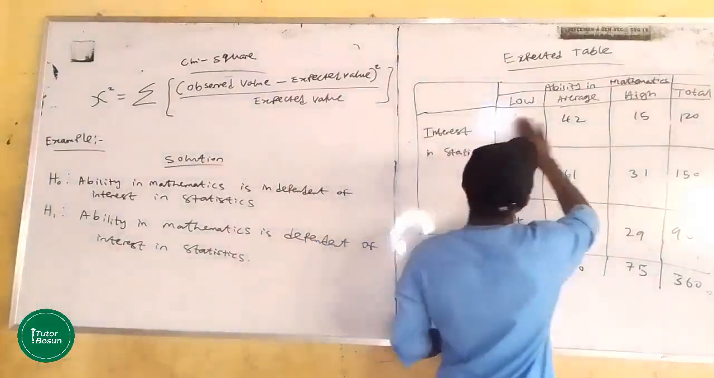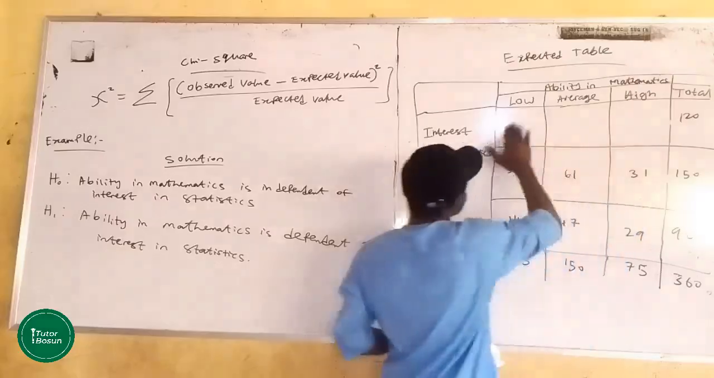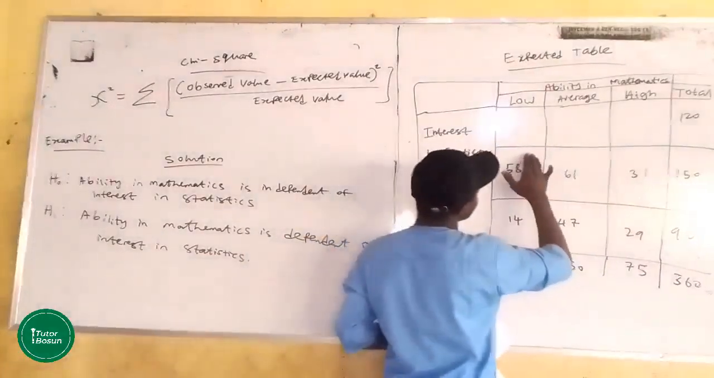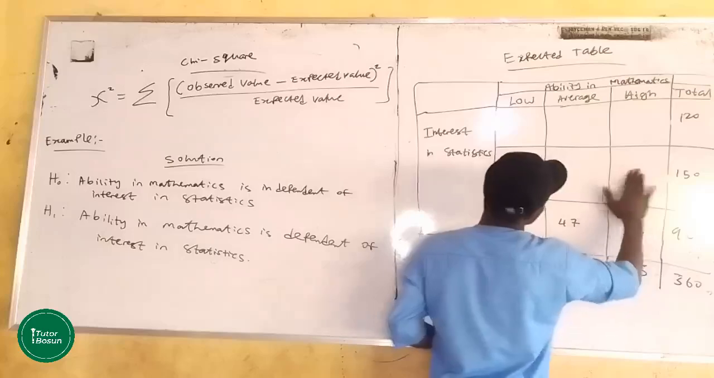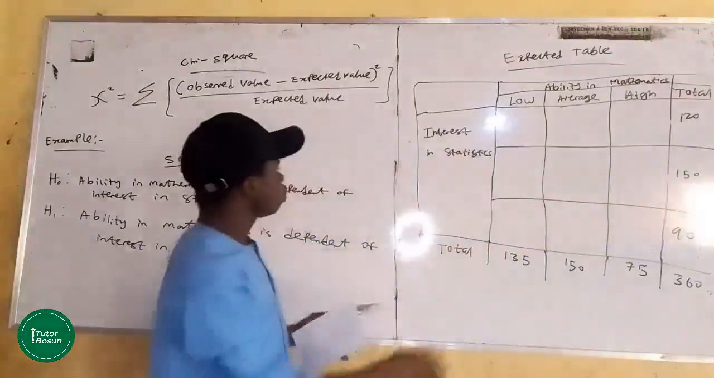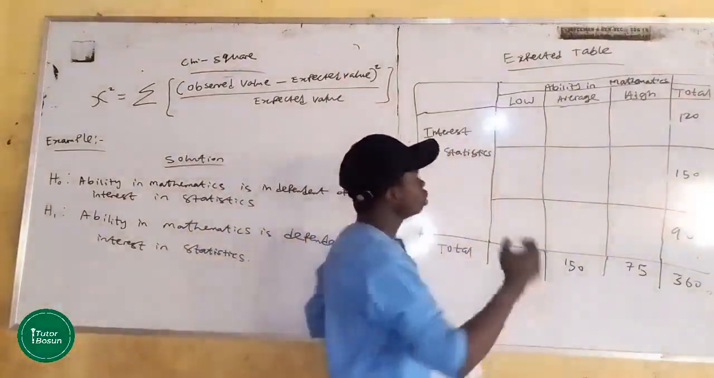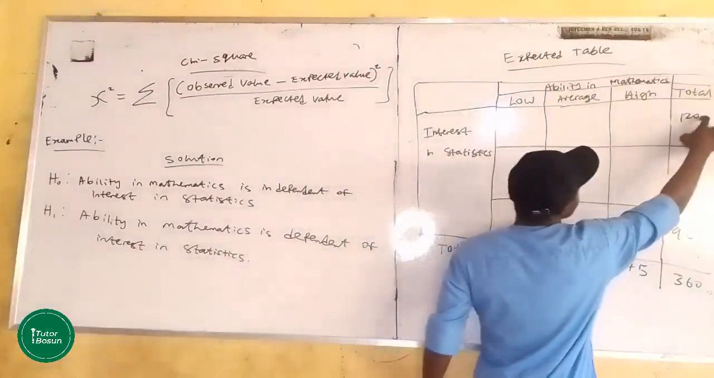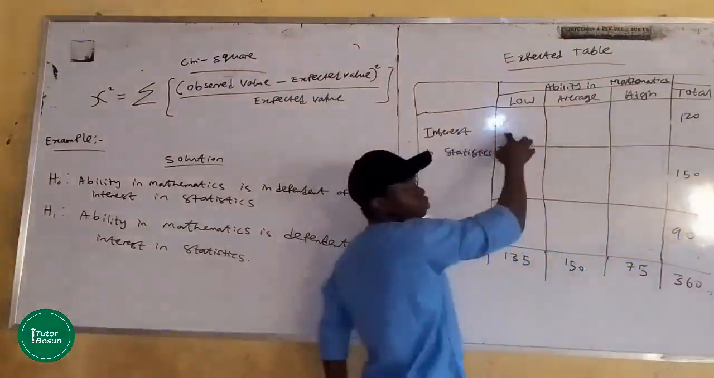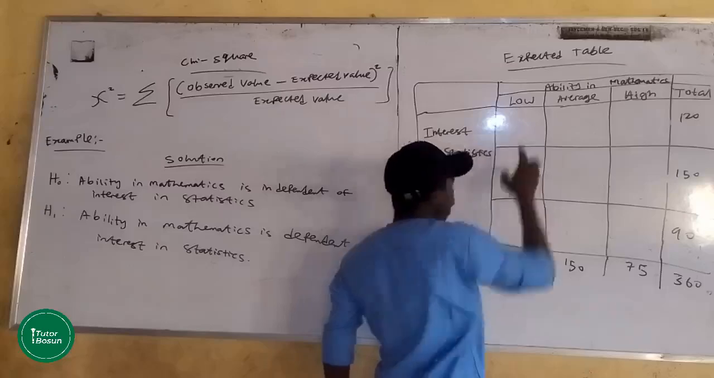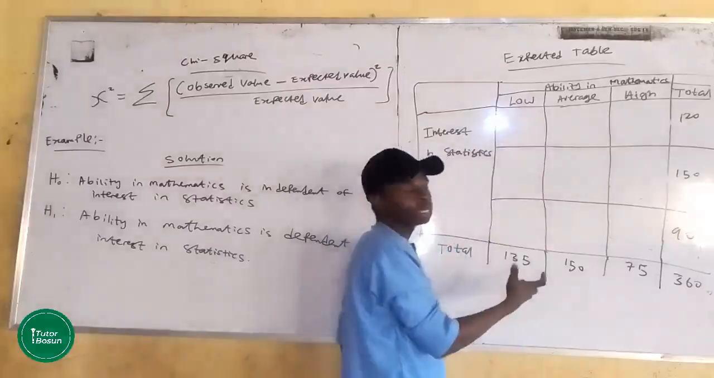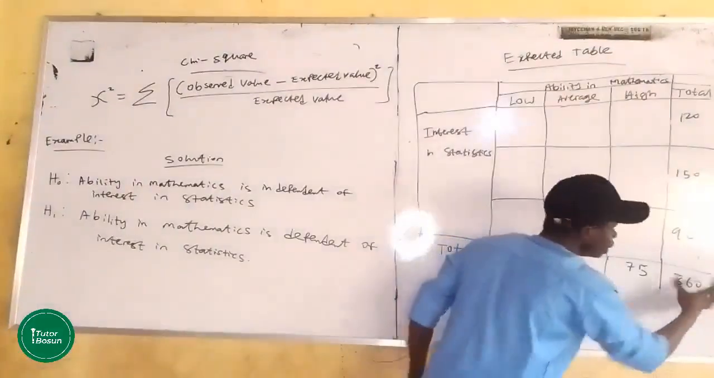So now let's begin our computation. Let's try to compute our expected values. So for this, what do you need to do? Just multiply your total corresponding to the observed value horizontally, and the total corresponding to the vertical, divided by the overall total, which is 360.